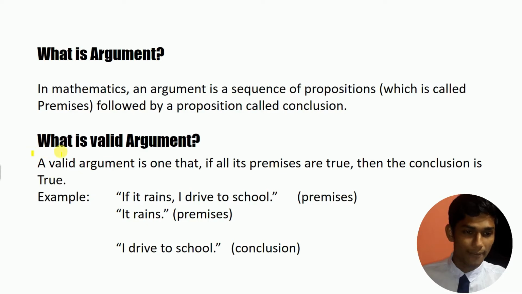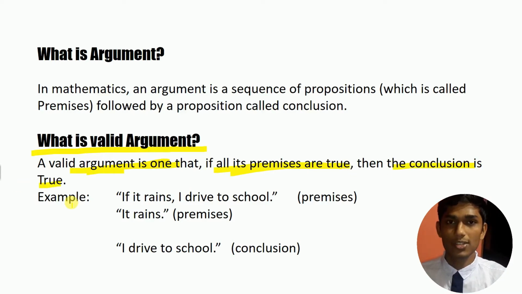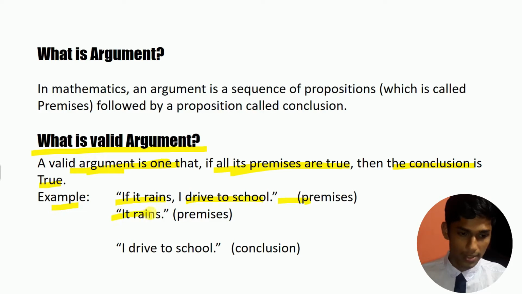What is a valid argument? A valid argument is one where, if all its premises are true, then the conclusion is true. So now let's talk about an example. If it rains, I drive to school. This is premise number 1. It rains, this is premise number 2. So we have the conclusion that I drive to school. In this way, valid arguments are constructed.